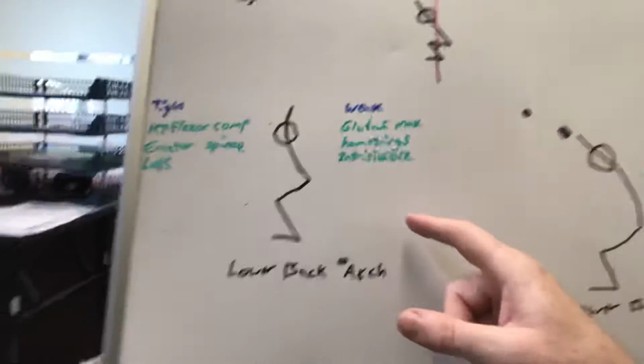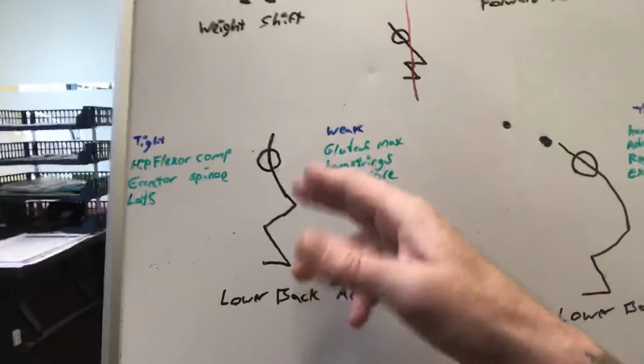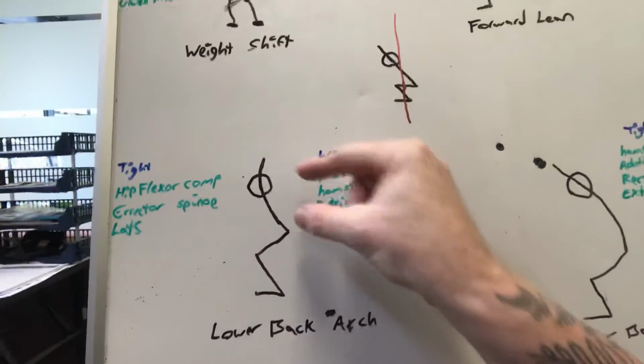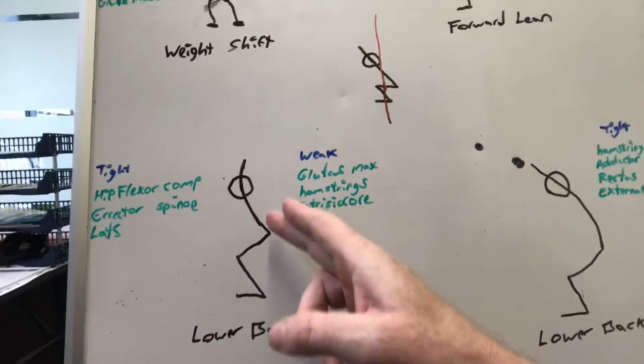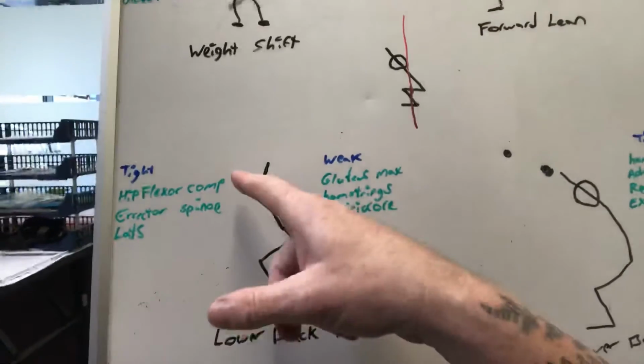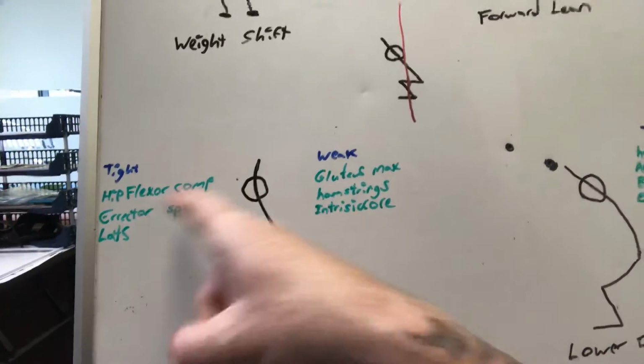Okay, down here we've got the old lower back arch. This is a popular one I see often. You get the anterior pelvic tilt happening. So again, pressure on the lower back there when you go to lift the bar. So we've got the tight hip flexor complex, erector spinae.